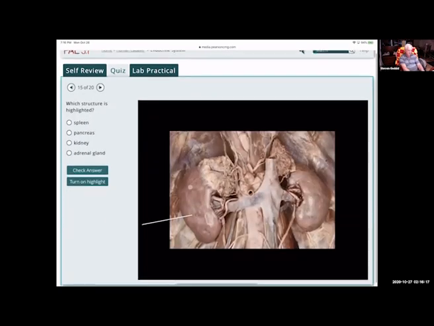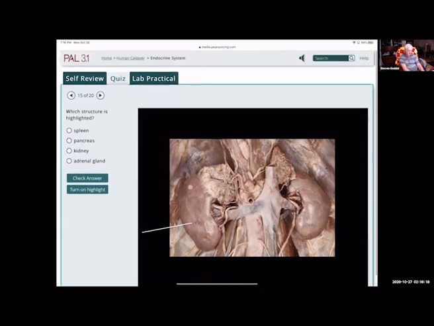All right, again, another difficult one here. Shaped like a bean. Kidney. That's your kidney. Okay. Let's see. I don't even see the spleen. I don't see the pancreas, but I do see the adrenal gland. You see the adrenal gland on top of each kidney there. That is your kidney.